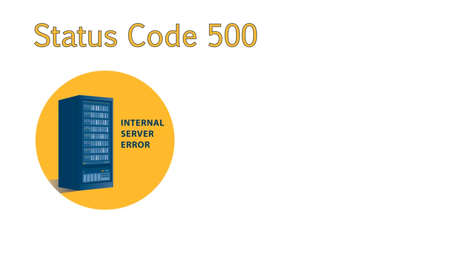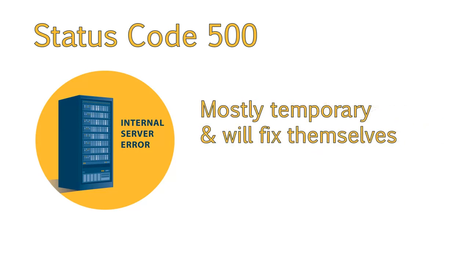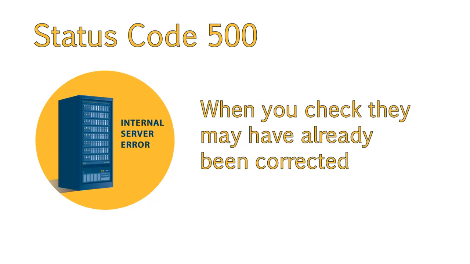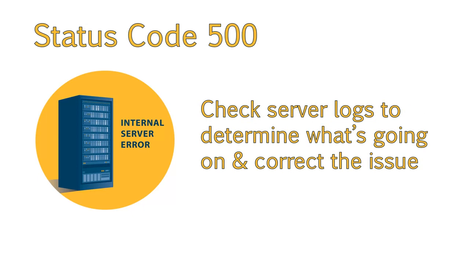Another common status code is 500, which means server error. This is more of a generic error that occurs when something went wrong when trying to return a page, but the server cannot be more specific about what exactly is causing the error. Many times, these errors are temporary and will resolve themselves. You will see a list of these errors in Google Search Console, and when you check, they may have already been corrected. In this case, simply mark corrected and move on. If this error continues, the web developer may need to look at server logs to try to determine what is going on and correct the issue.